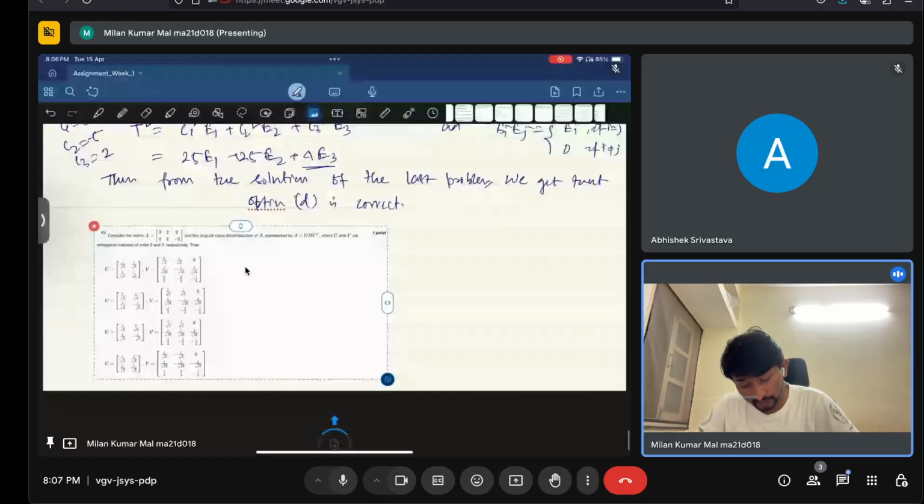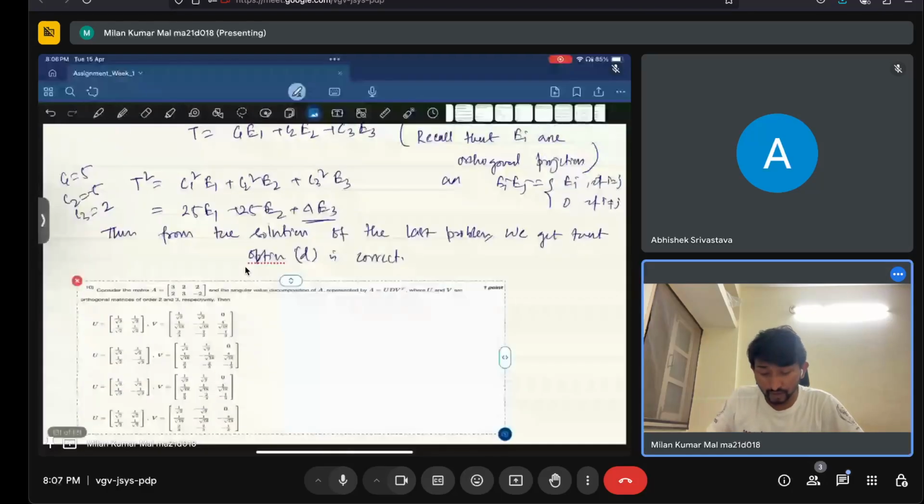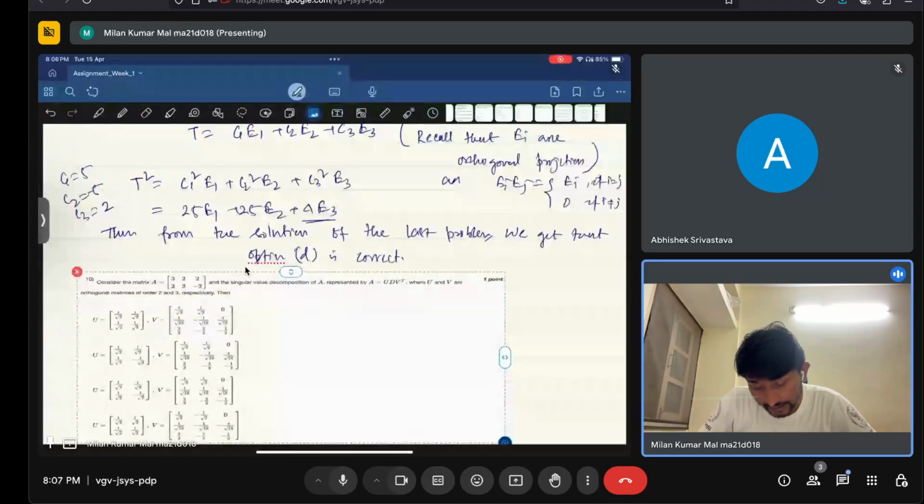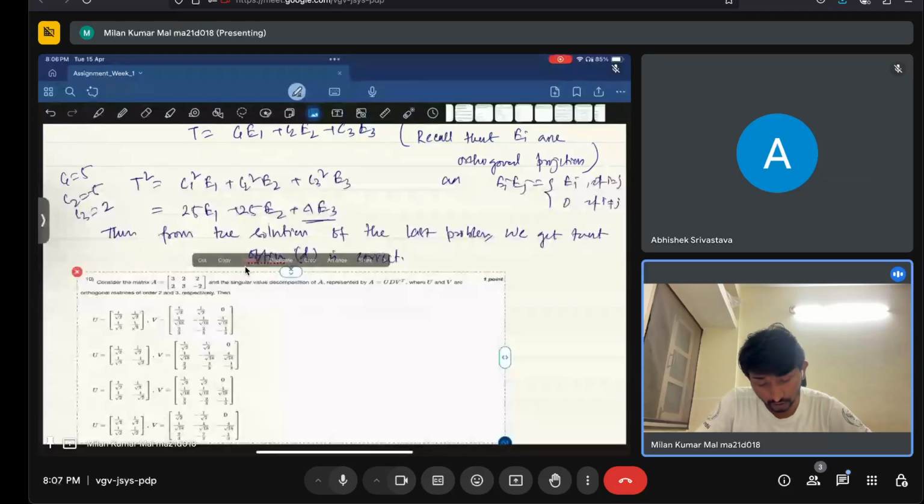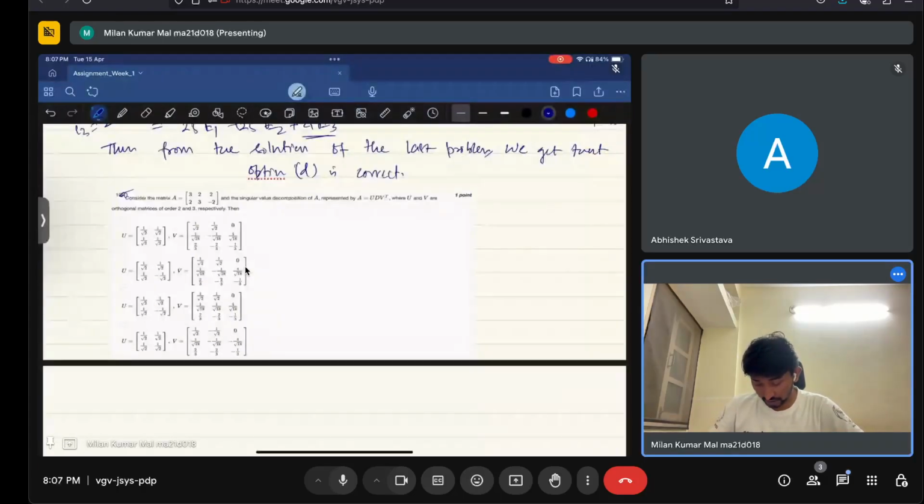So what was the problem here? Here it is said that we have to find the singular value decomposition. Question is this: A is given as 3, 2, 2, 2, 3, minus 2, and the singular value decomposition of A is given by U D V, where U and V are orthogonal matrices of order 2 and 3. So what is the general procedure of the singular value decomposition?